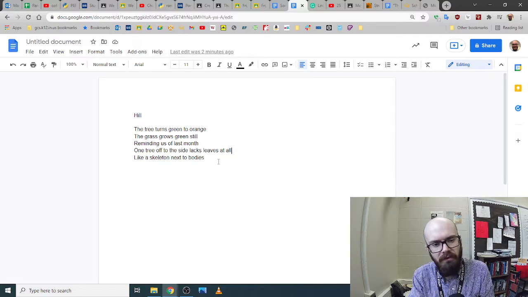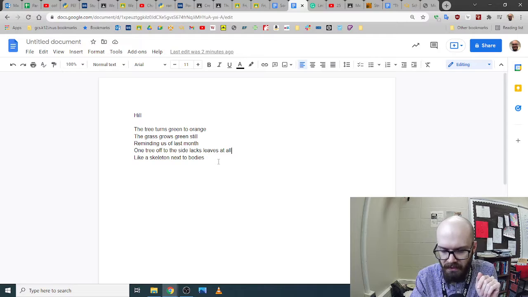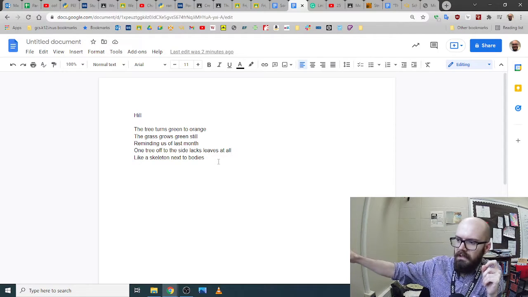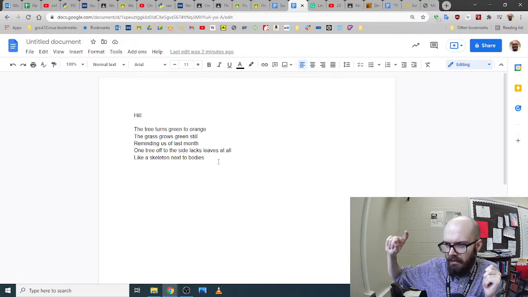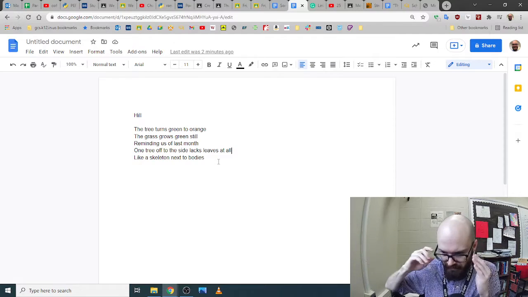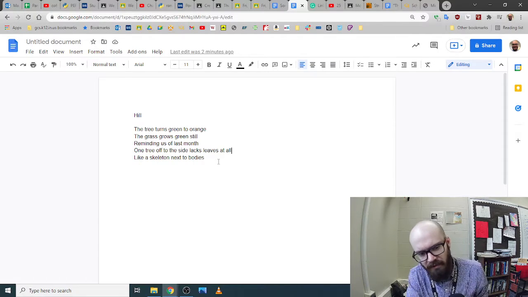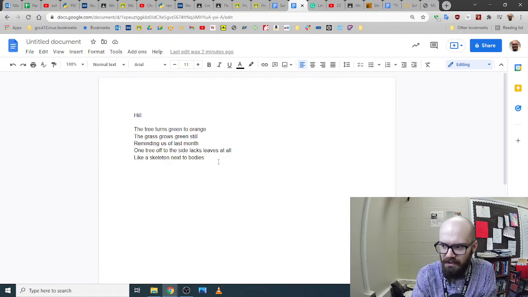Okay? So one thing I was talking about with my previous class who was in here is I was saying the tree changing, where it gets orange and then red and then gone, all the leaves are gone, that's kind of like a really slow motion fire.